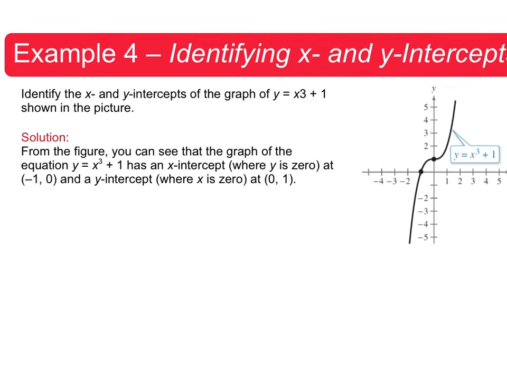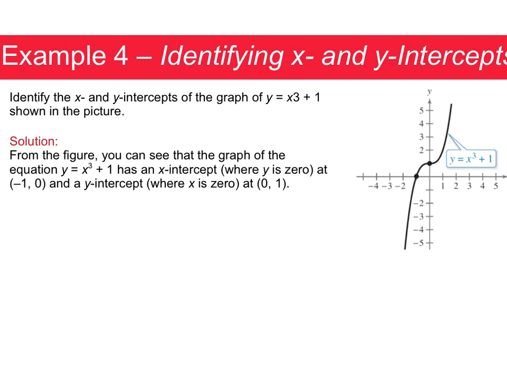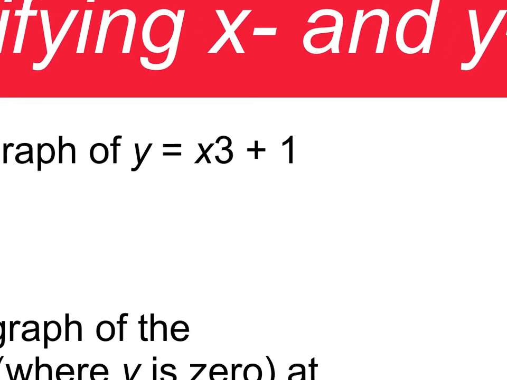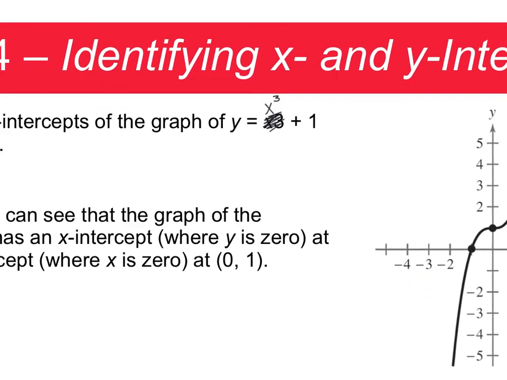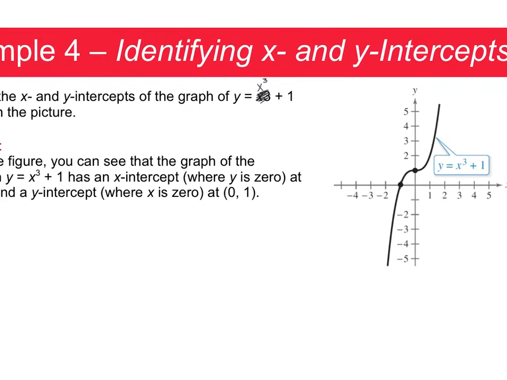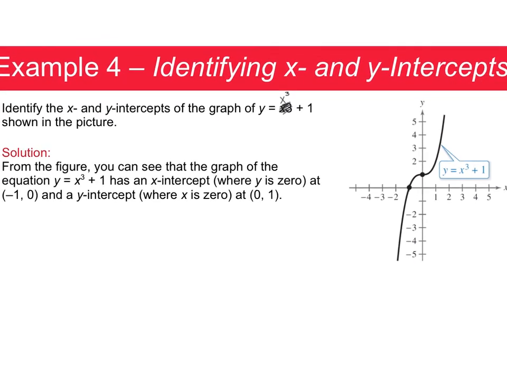And there's multiple ways to find them. Oh, a little typo here. This should say x to the third power, not x3. It should be x to the third power. So there's a graph of x to the third power, and it's just asking us to identify from the picture.